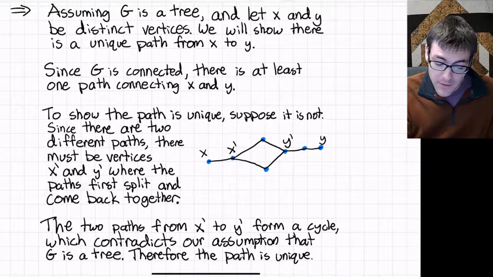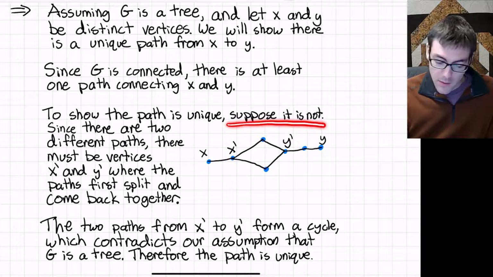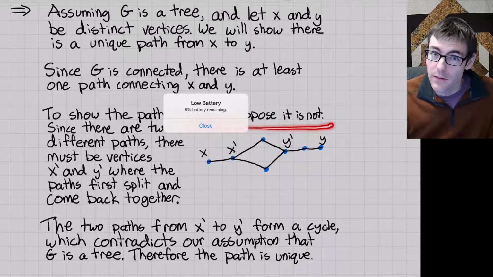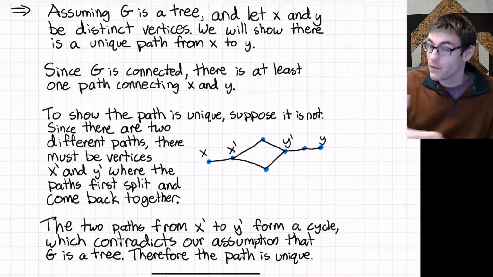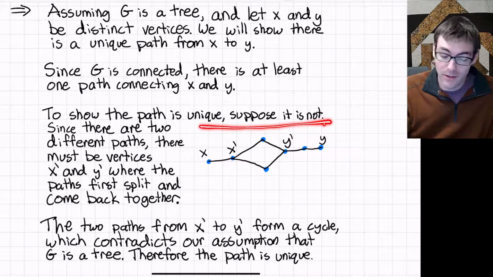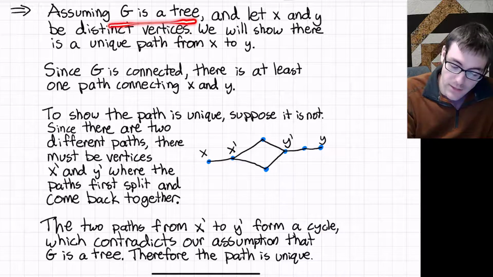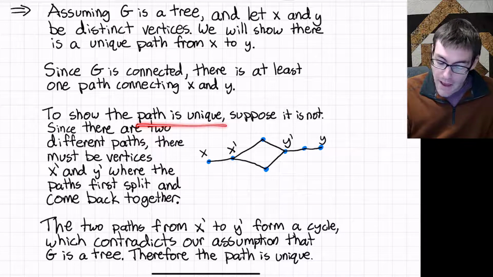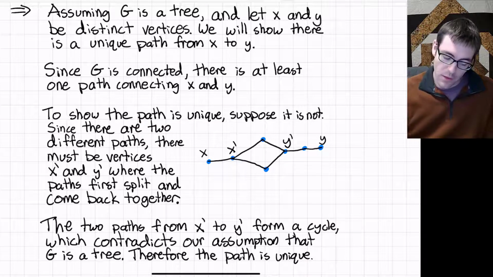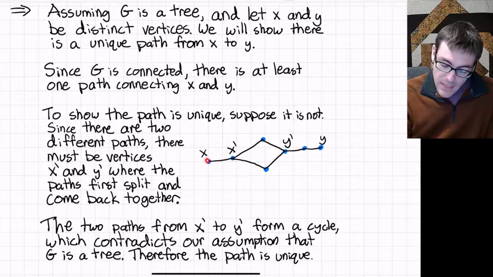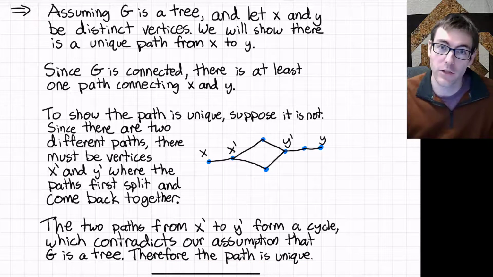However, we assumed that G was a tree. When we supposed that the path was not unique, that was the only assumption that we've made since then. Assuming that the path is not unique means that G must not be a tree. Therefore, if G is a tree, then the path must be unique. By contradiction, we have shown that the path between x and y must be unique. Therefore, we've shown the forward direction for this theorem.